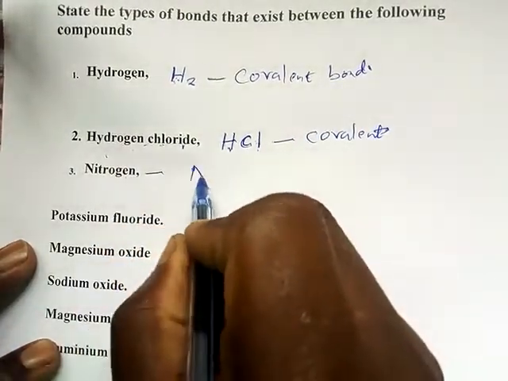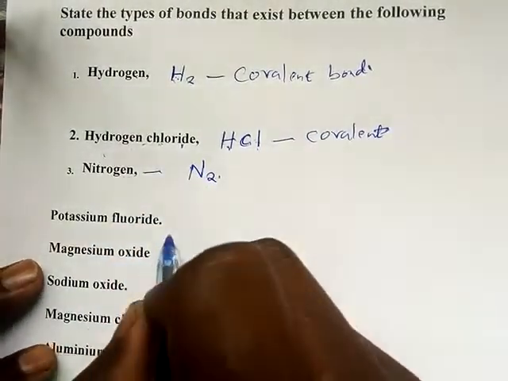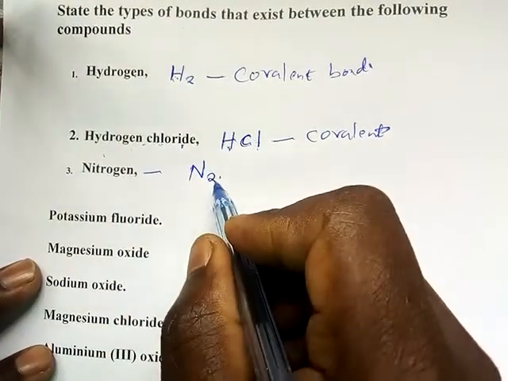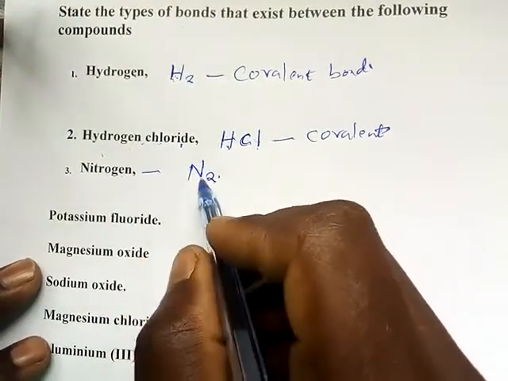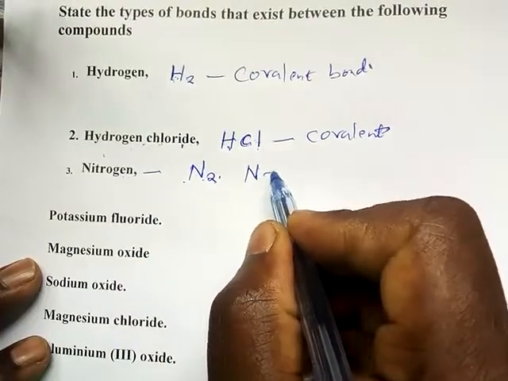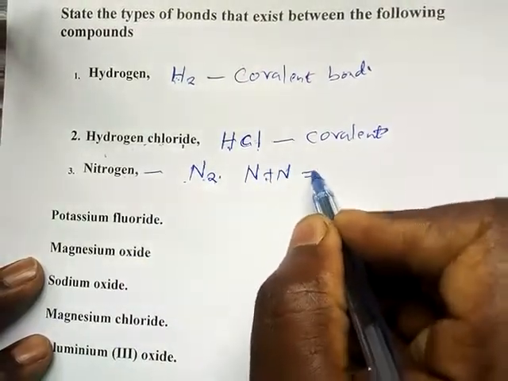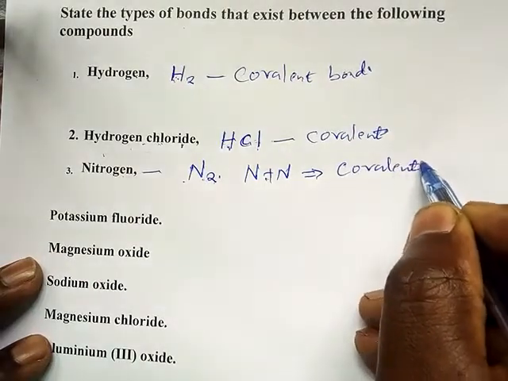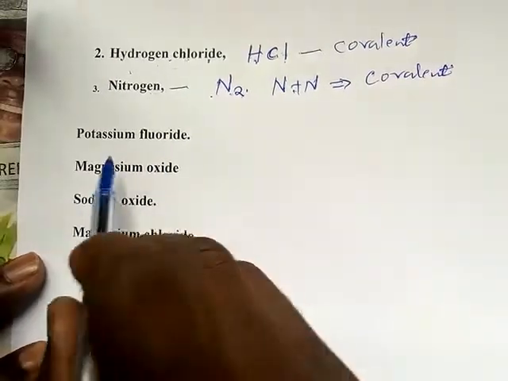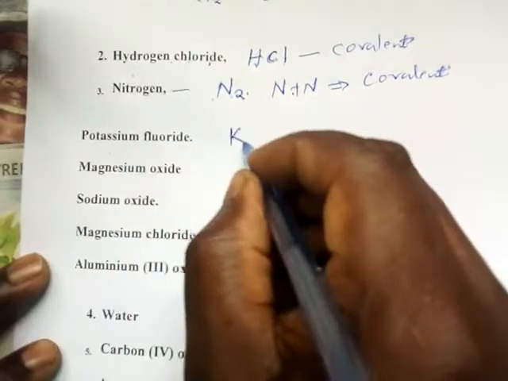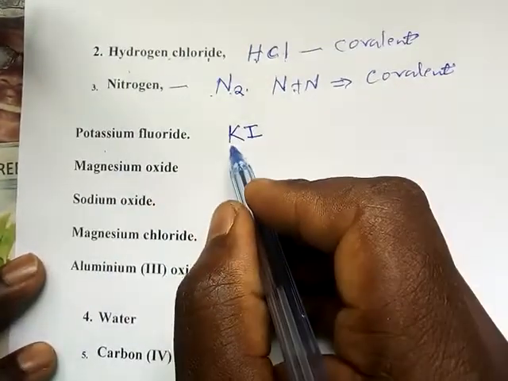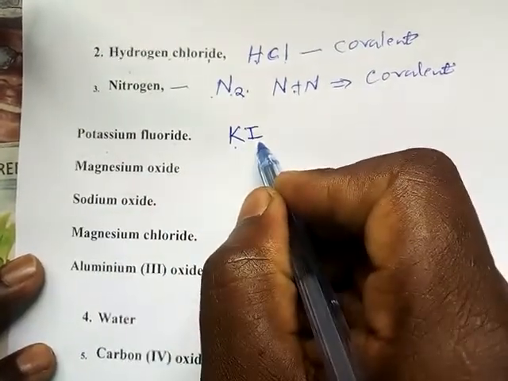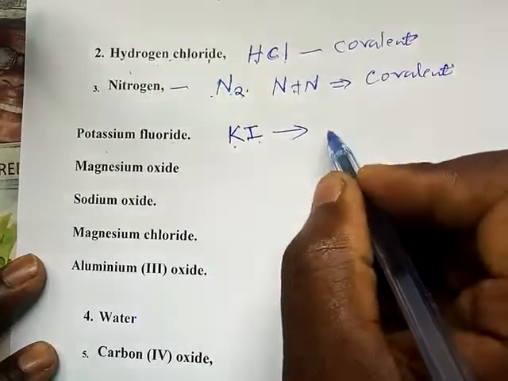Nitrogen, N2. Is it covalent, dative, or ionic? These are two nonmetals, nitrogen plus nitrogen. Therefore, the bond is covalent. Potassium fluoride, KF. This is a metal and this is a nonmetal. What type of bond is that? Ionic.